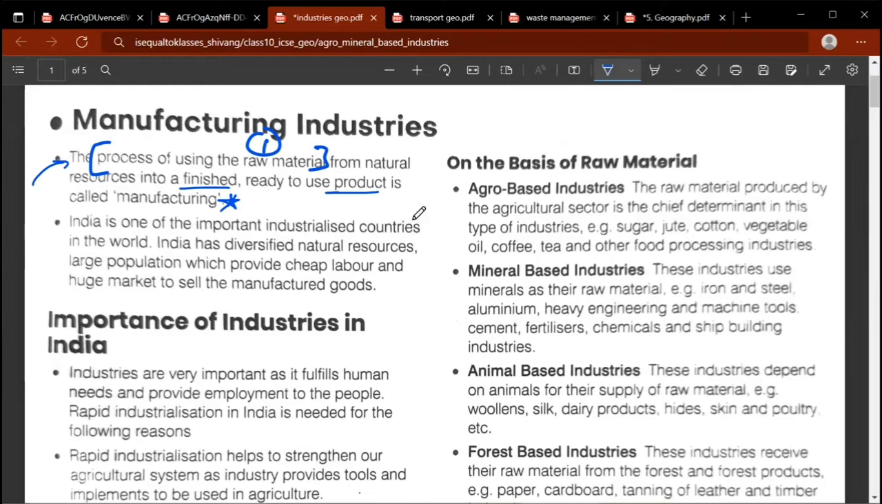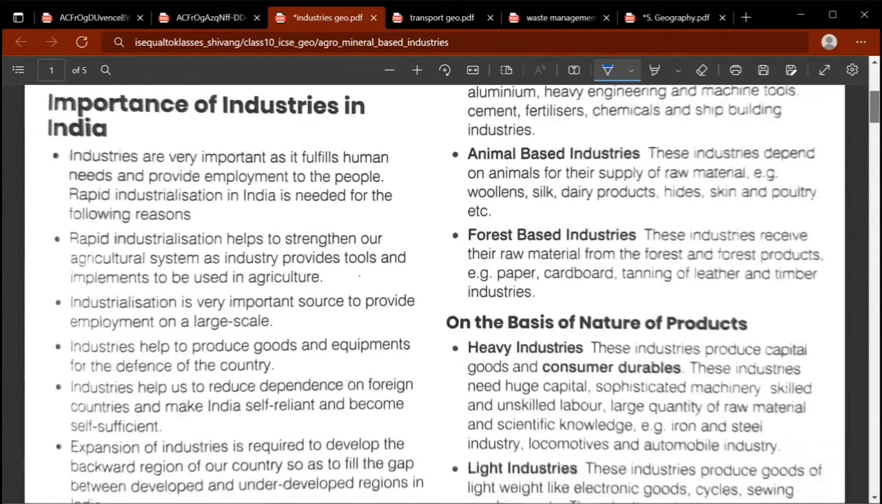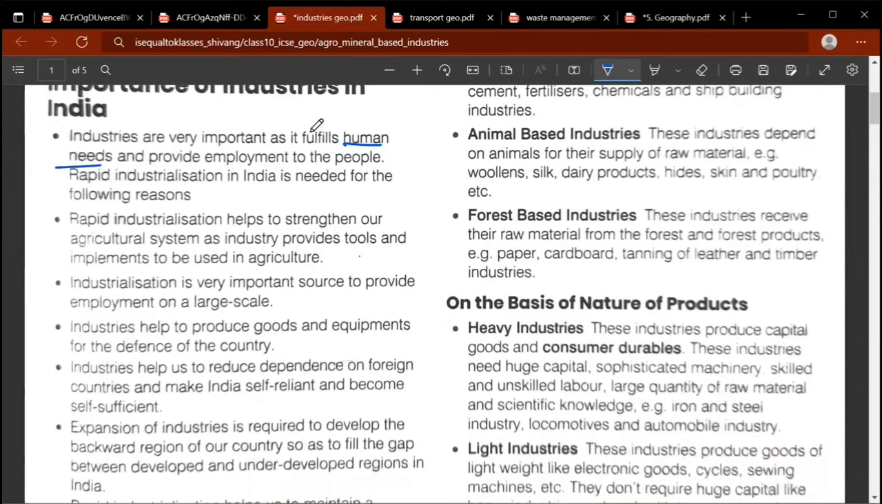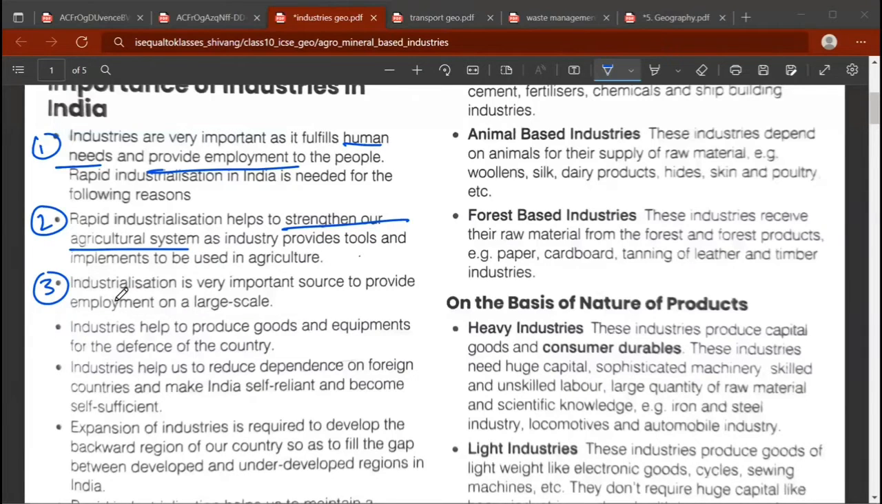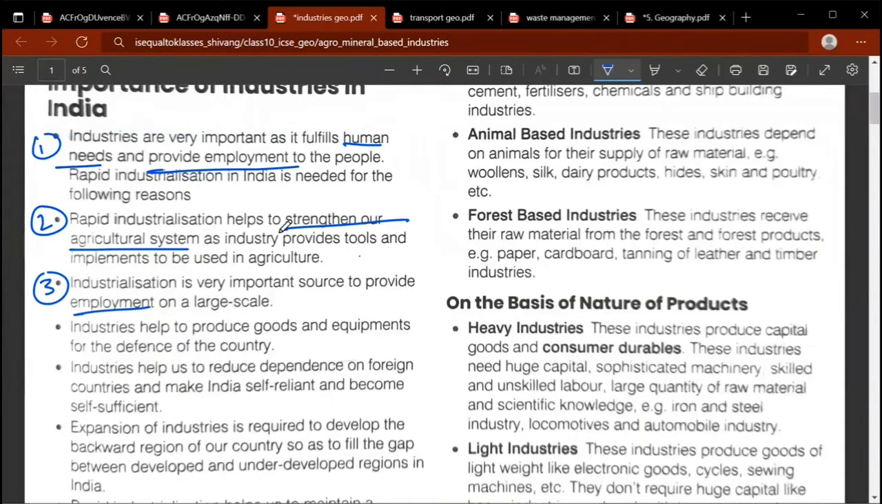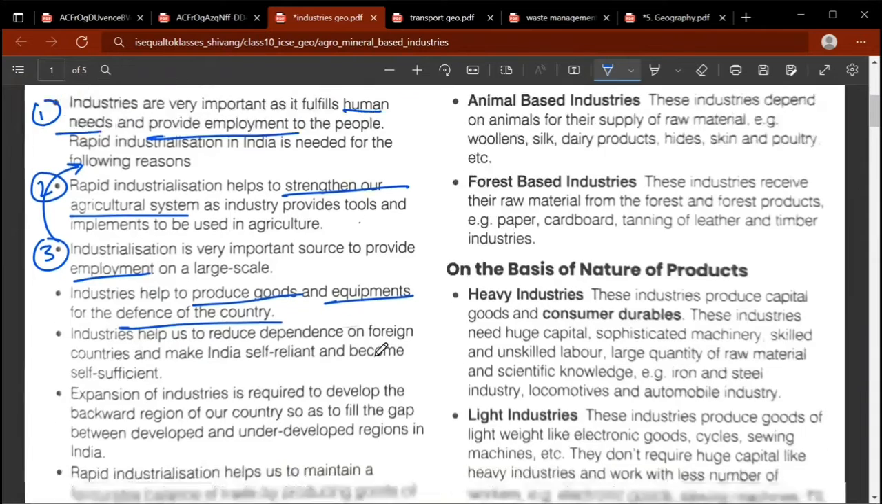India is one of the most important industrialized countries in the world. It is in the top 10 most industrialized countries in the world. Importance of industries of India. Let's scroll on a bit. Industries are very important as it fulfills humans' needs. And probably the most important is provides employment to the people. So rapid industrialization has to strengthen our agricultural systems. These are point one, point two, and then point three. Industrialization is very important source to provide employment, so it is the same as point number one. The fourth point, industries have to produce goods and equipment to the defense of the country. These are some of the points that you can remember.